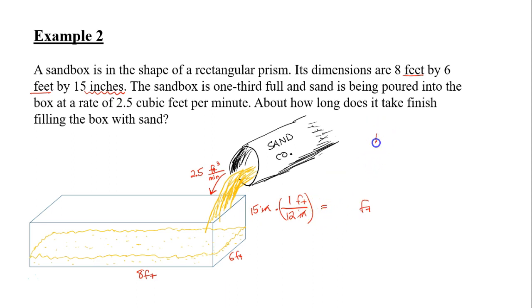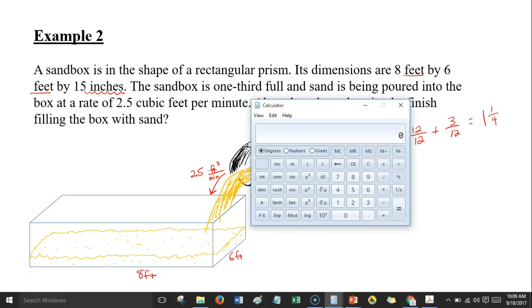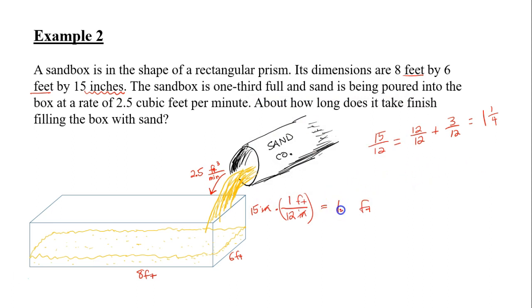I'll show you what I'm thinking over here. 15 over 12. That's the same as 12 twelfths plus 3 twelfths, because 12 plus 3 is 15. 12 twelfths is 1. 3 twelfths is 1/4. So this is 1 1/4. Or I guess if you just had a calculator and did 15 divided by 12, you would get 1.25, which is 1 1/4. So 1.25 feet. All right.